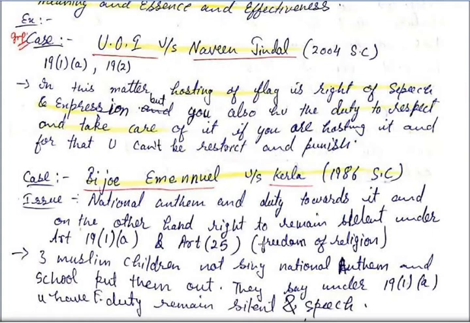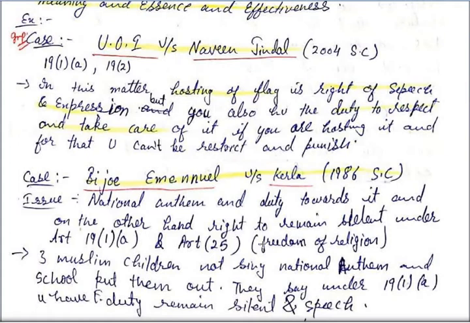And in the school, every morning the national anthem was sung. अब सारे बच्चे स्कूल असेंबली में खड़े होकर नेशनल एंथम गाते थे. ये बच्चे भी खड़े होते थे. They used to stand up, but they would not sing. So despite persuasion, they were not ready to sing because their religion did not allow them to sing, and therefore they were expelled from the school. And ultimately this matter went to the Supreme Court.